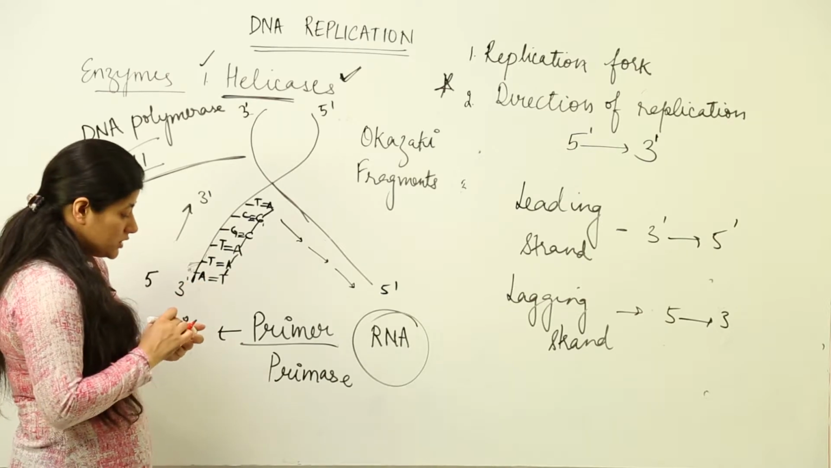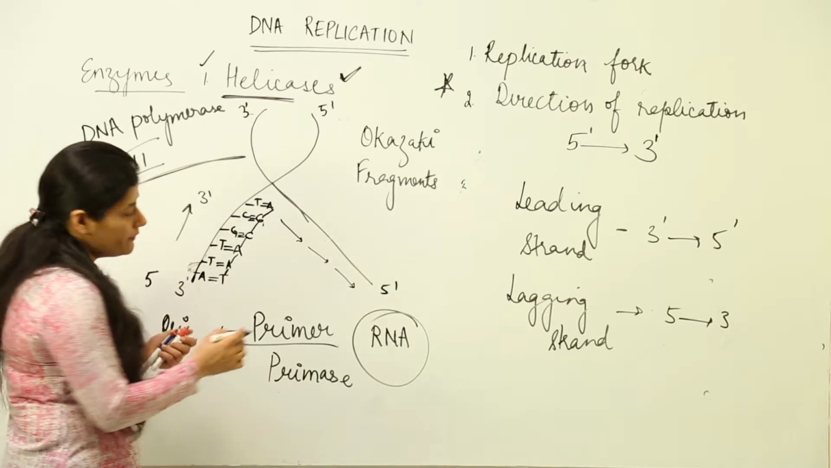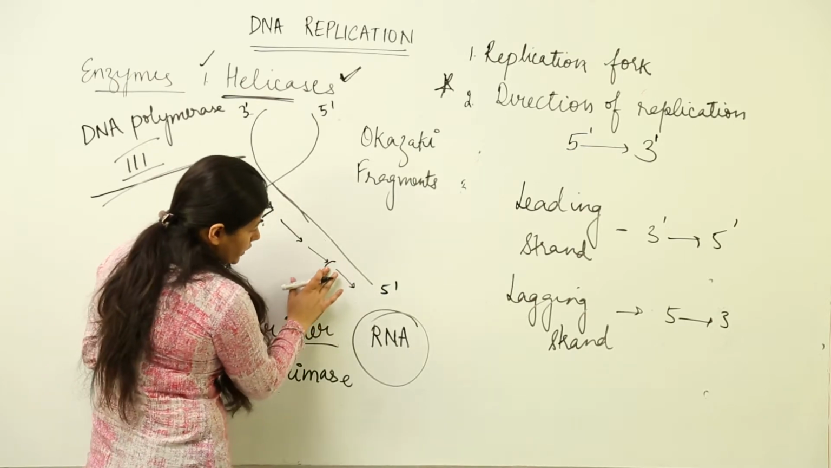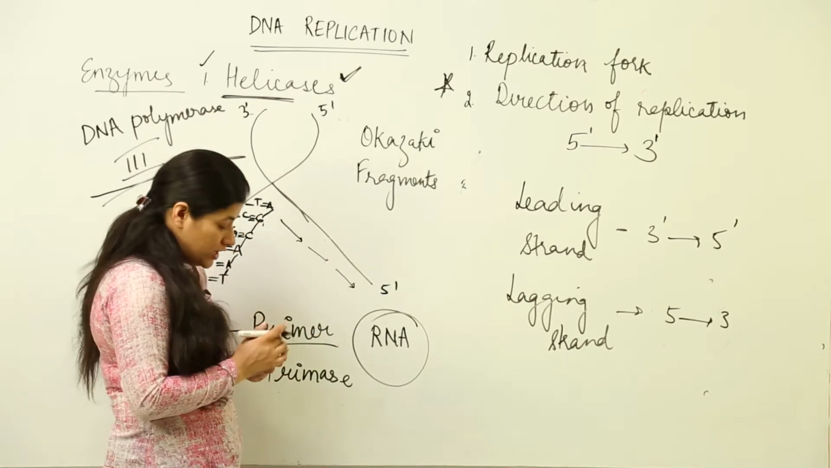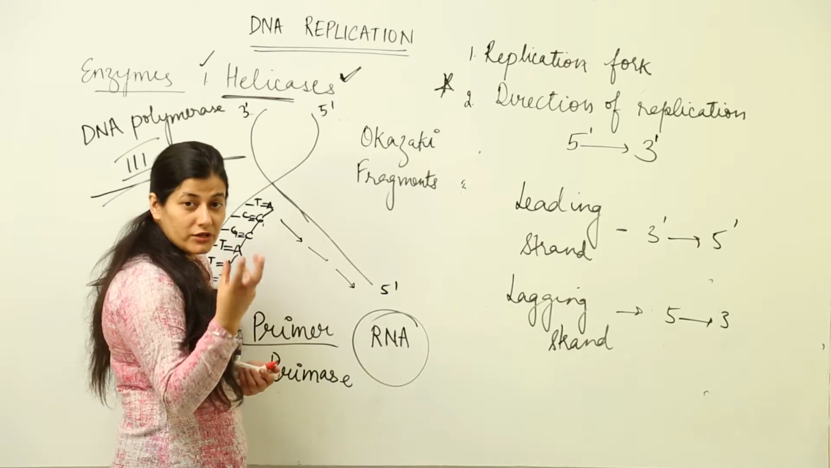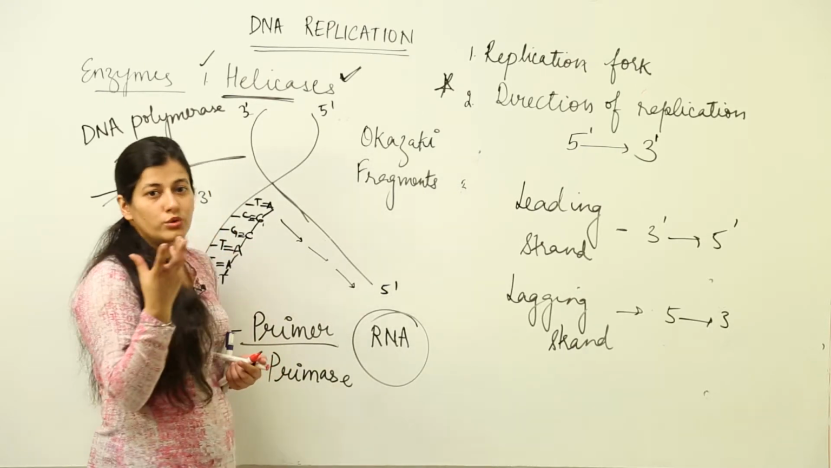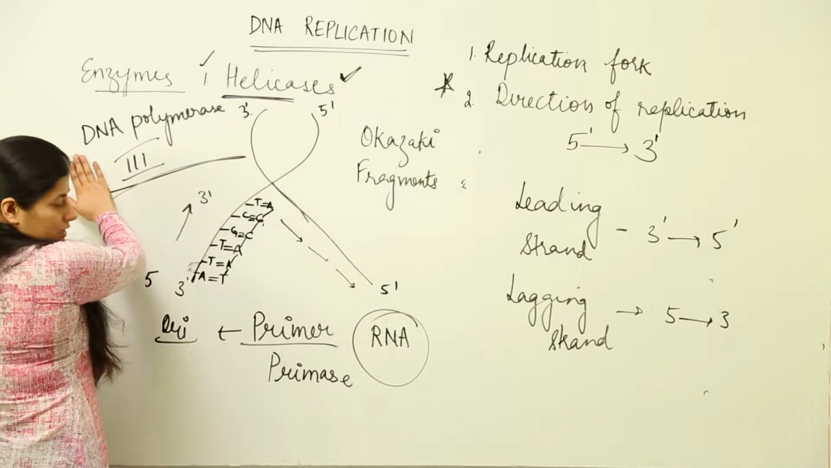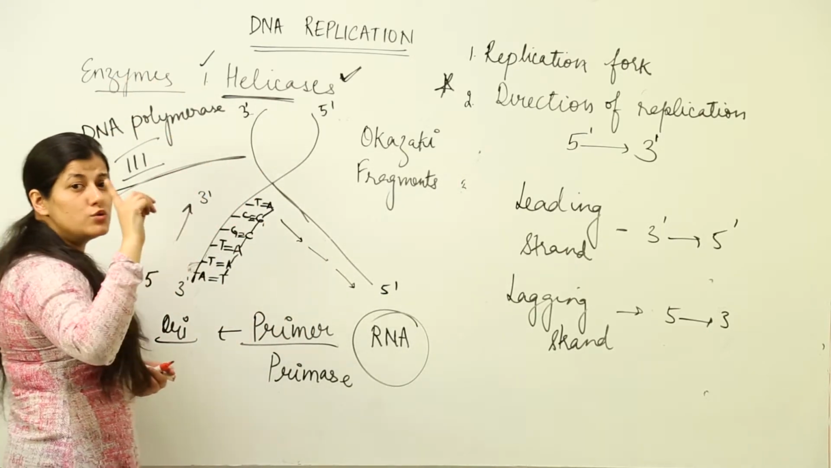Where does ligase come and work? Certainly there are fragments which are being formed, they have to be joined. Now they will be joined by ligase. We have talked about ligase as well, it will come and join the fragments. But what about the two DNA polymerases that we didn't discuss? DNA polymerase 3 is doing the polymerization. What about 1 and 2?